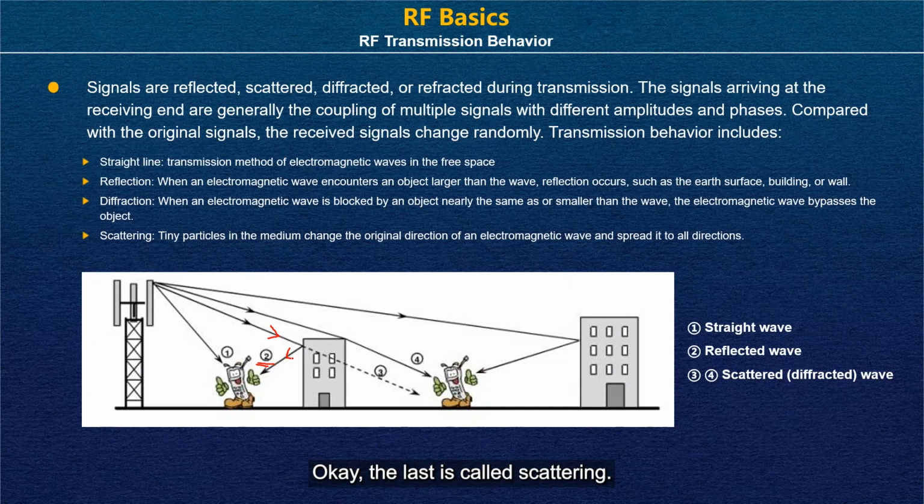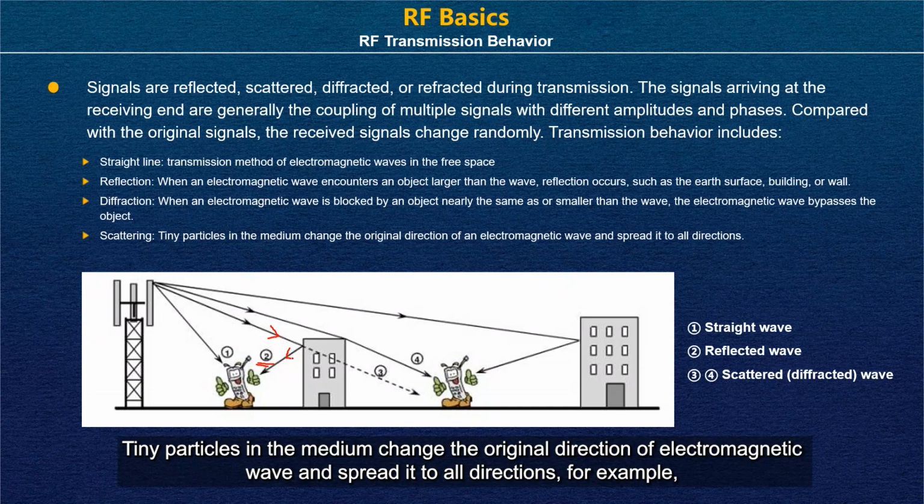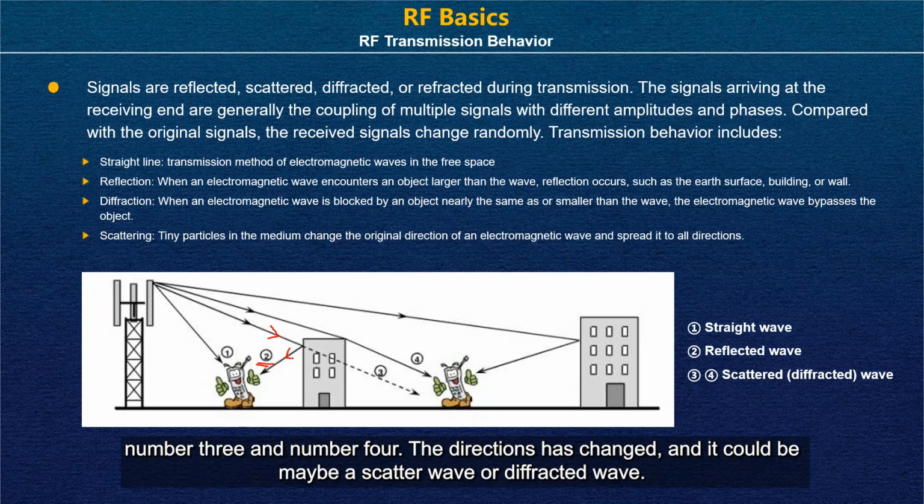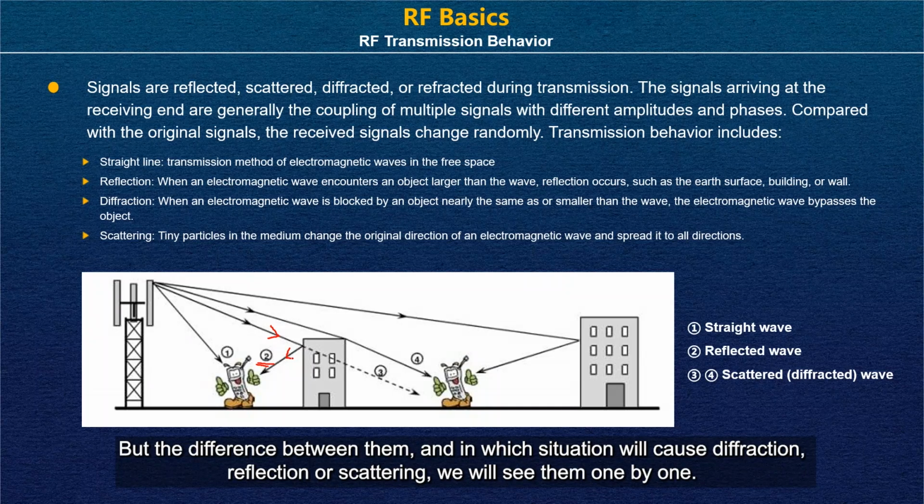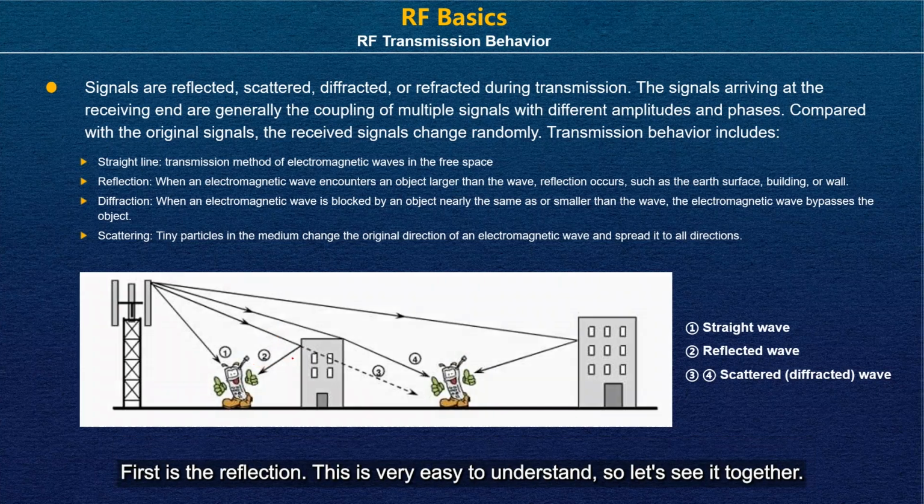Okay, the last is called scattering. Tiny particles in the medium change the original direction of an electromagnetic wave and spread it in all directions. For example, number 3 and number 4. The directions have changed, and it could be maybe a scattered wave or diffracted wave. But what is the difference between them, and in which situation will it cause diffraction, refraction, or scattering? So we will see them one by one.